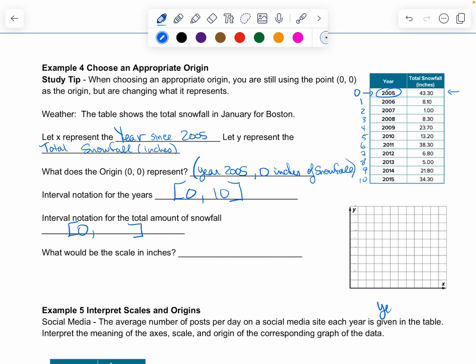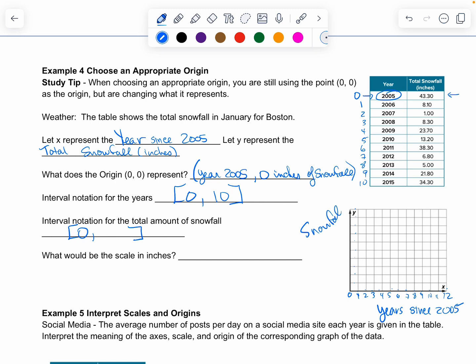I'm going to put years down here since 2005, starting at 0. And did I really just do that? I counted the wrong side for years. I apologize for that. I do not know what I was doing. Okay, total snowfall I should put, and this is going to be in inches. That was 10. The highest number is 43.